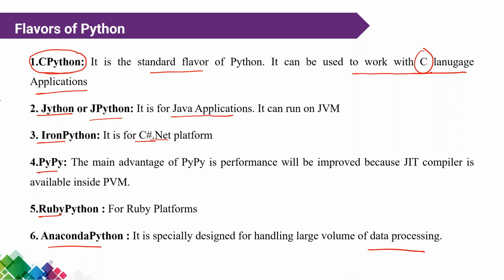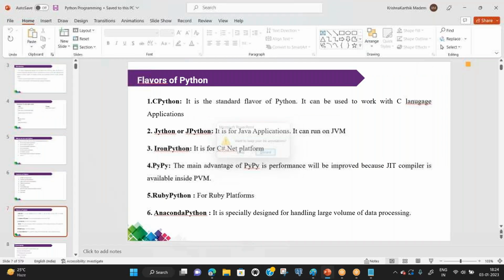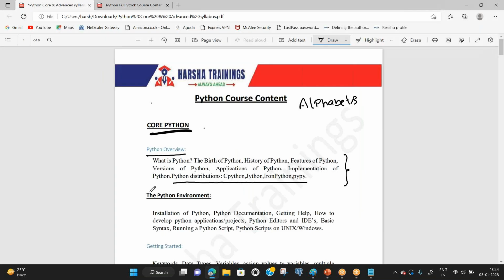Here from all these, what do you know? Simply Python is combined with another programming language also. That is the reason Python becomes the most popular language. Okay, move back to the content.